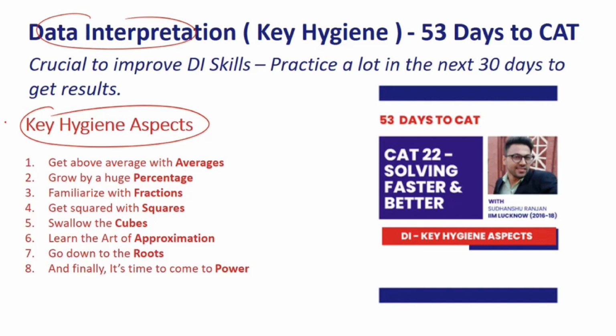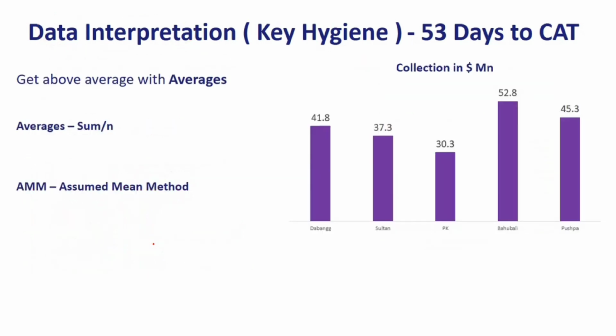So what are the key hygiene aspects? Not something that you've not heard of. So we'll talk about averages, percentages, fractions, squares, cubes, an art of approximation, getting down to the roots, and finally to power. Let's begin. Beginning with averages, all of you know already what are averages.